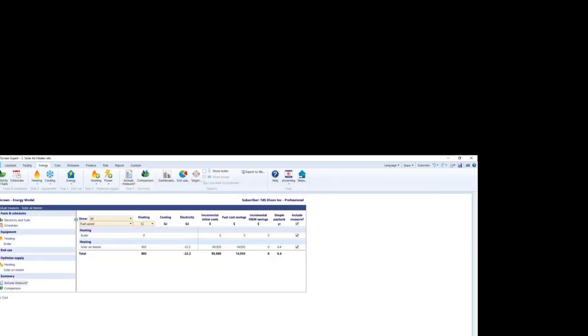So what RETScreen allows you to do then is to calculate the energy displaced from your traditional heating system, which in this case is a boiler, and then to build the business case towards doing this. So we calculate the fuel cost savings. We have to put in the cost of the system, and then it generates for us a financial result. And here we have 6.4 years as the simple payback.